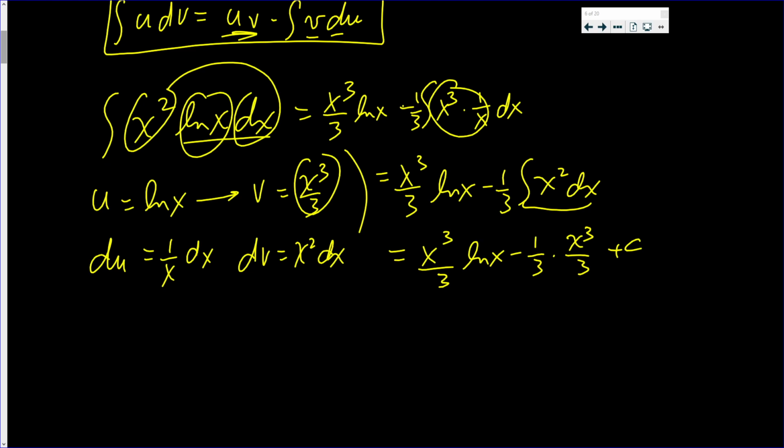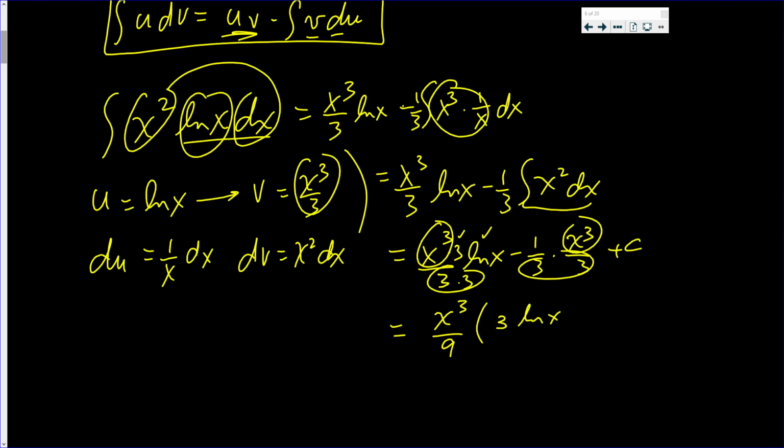I will multiply top and bottom here by 3. So now I have a common denominator. And I can factor out x cubed from the top and 3 squared from the bottom, which is 9. And I'm left with literally everything I didn't circle, like the 3, the ln x, the minus, and the 1, plus c. That's one way of writing that answer.